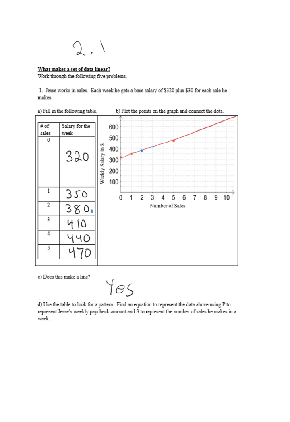And so if I'm looking at this pattern here, I wonder if we could come up with a formula. S is the number of sales. P is going to represent the amount in the paycheck. So P would be determined by 320 plus 30S. All right. So linear data can have a nice little formula.